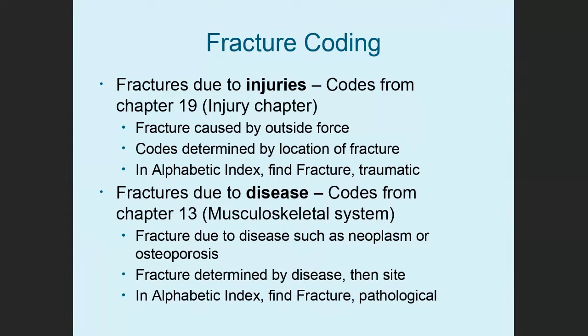On the other hand, fractures due to disease may be the result of a neoplasm, osteoporosis, or other diseases that weaken the bone. The correct code is determined by the disease, then the location, which bone. In the alphabetic index, find fracture pathological. These codes are found in Chapter 13, the musculoskeletal system.